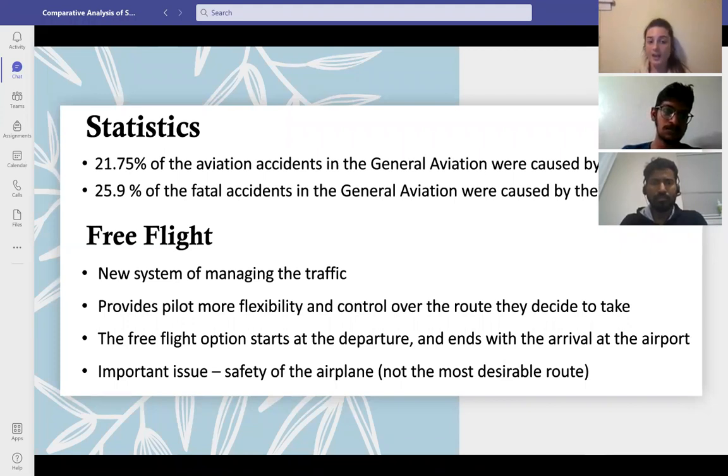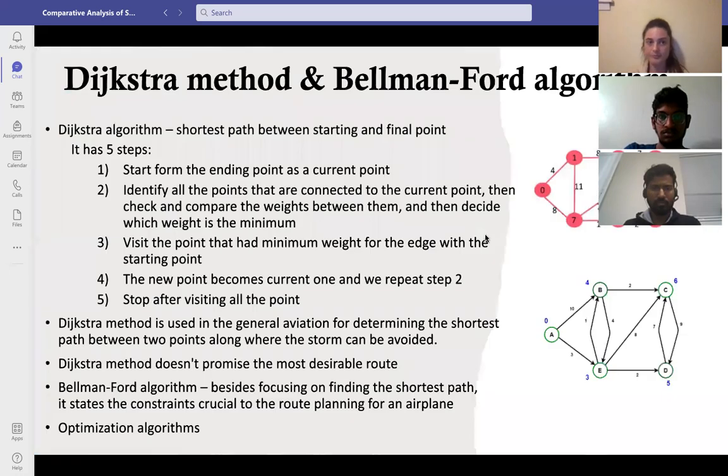There is free flight, which is a new system of managing air traffic. It provides pilots more flexibility and more control over the route they want to take, and they can decide which route to take when they depart. The free flight option ends with the arrival. But the most important issue here is the safety of the airplane, and sometimes it's not the most desirable route to take.